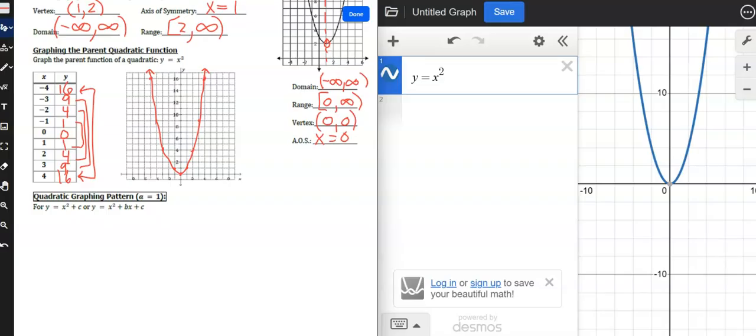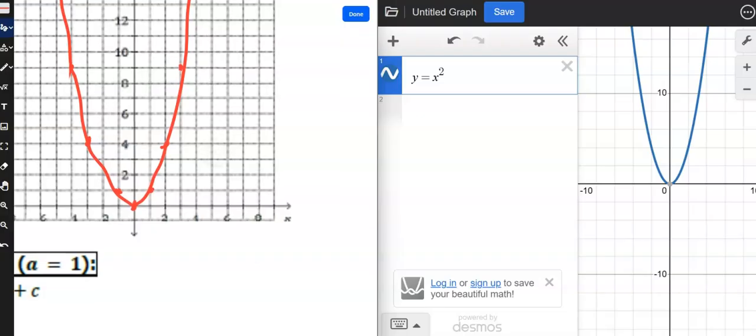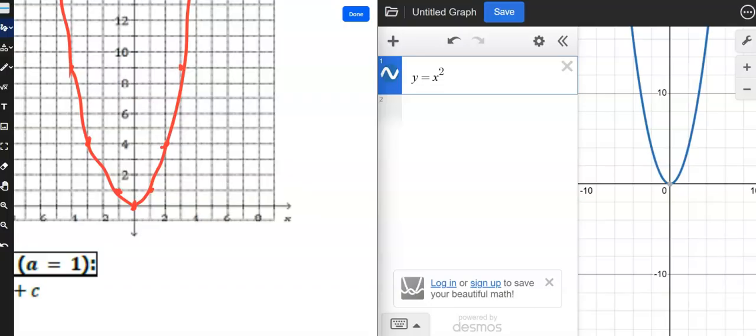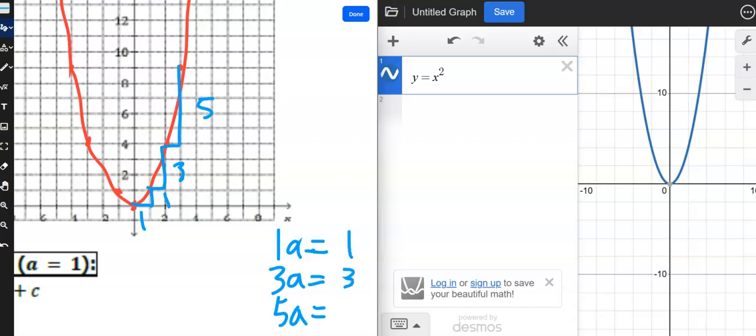Quadratic graphing pattern. Okay, all right. Let's see here. When the a value is 1, over 1, up 1. Over 1 again, up 3. Over 1 again, up 5. This is called the 1A, 3A, 5A method of graphing, and it's a useful thing. If you know the A value, you can triple it to find the next point. You can multiply the original A value by 5 and find the next.